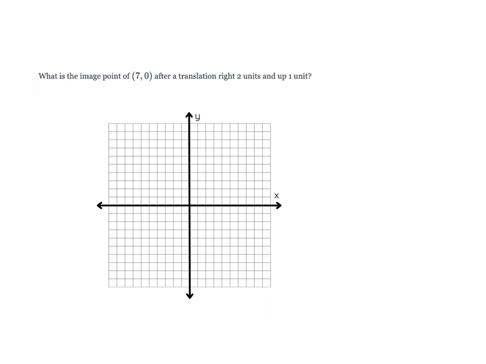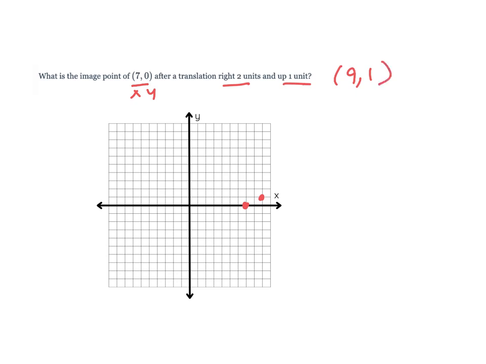Now I ask you what the image point is after a translation right 2 and up 1. Sometimes the 0 messes people up, so I wanted to include one like this. So 7, 0, first I'll graph it. Remember, it's always x first and then y. 1, 2, 3, 4, 5, 6, 7, so it stays on the x-axis. And then we're going to go right 2 and up 1. So there is my new point. So my new point looks to be 9, 1. So I'll put that there.